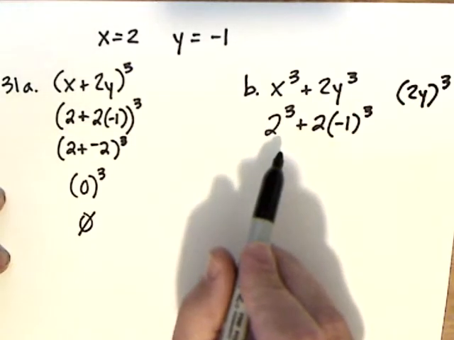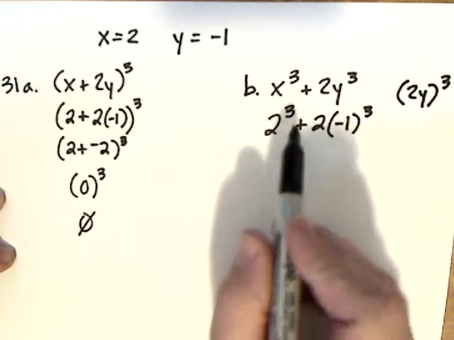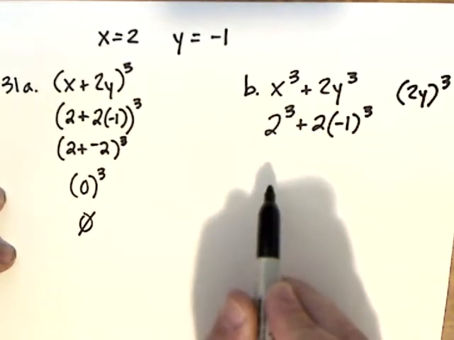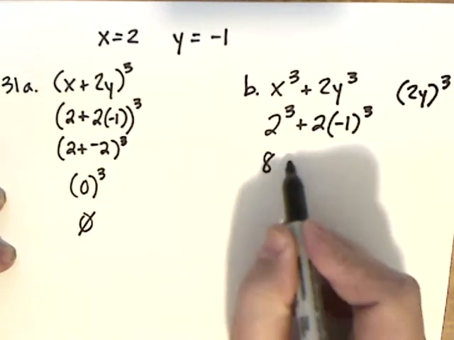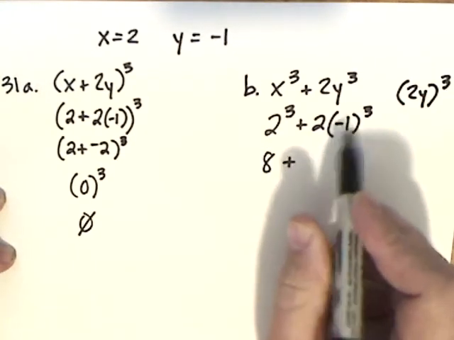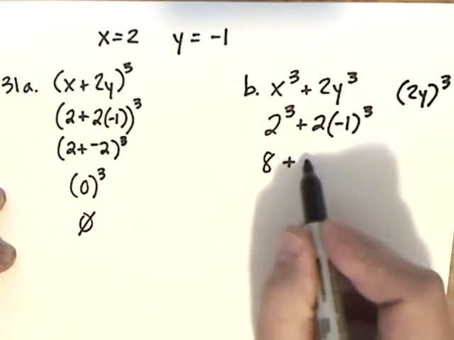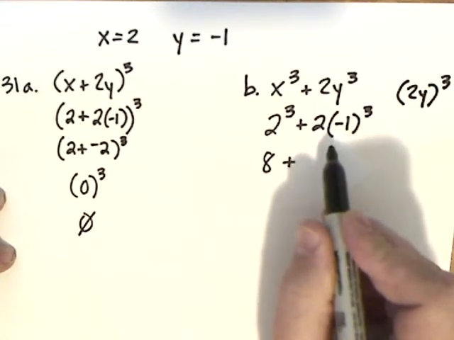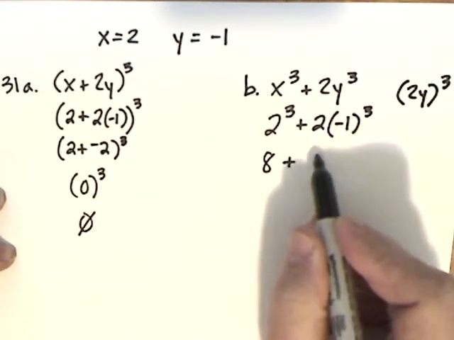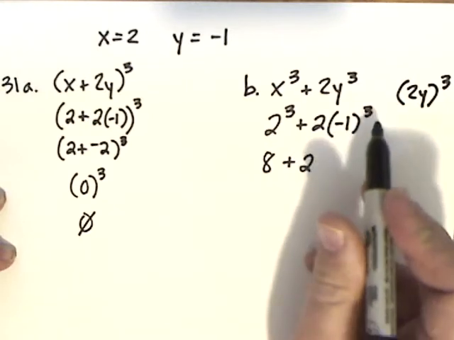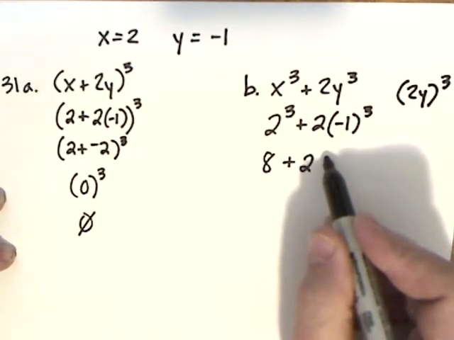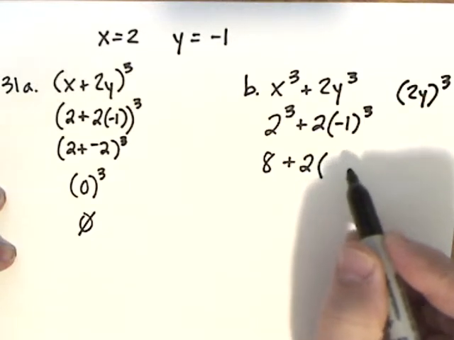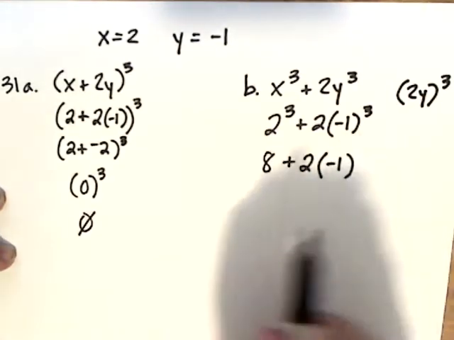Now remember we have to do order of operations, and exponents is one of the first things we do in order of operations, so we can go ahead and do 2 to the third. 2 to the third means 2 times 2 times 2, which is 8, plus, now we have to do this -1 to the third power. We don't multiply the 2 times the -1 yet. That wouldn't be following order of operations. We need to do the -1 to the third power first. So -1 times -1 times -1 is -1.